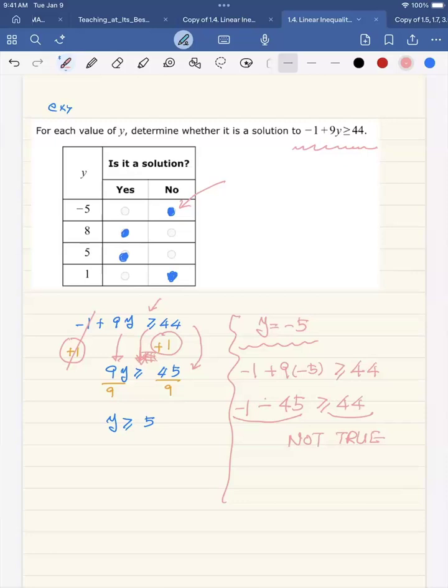So by dividing by 9 on both sides, we have 5 on the right side. So the value satisfies the inequality only when y is greater than or equal to 5. So 8 and 5 satisfy that condition, but 1 is not greater than or equal to 5. So that is false. So we have to choose false, no.